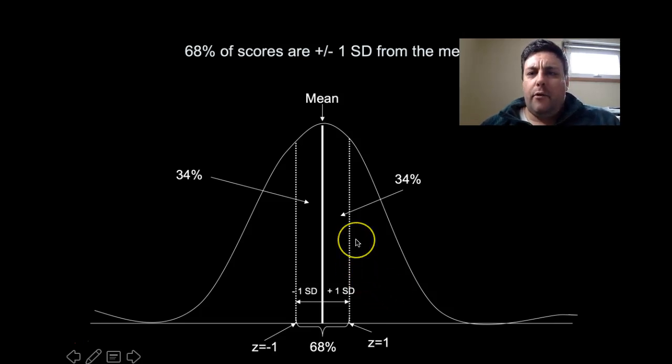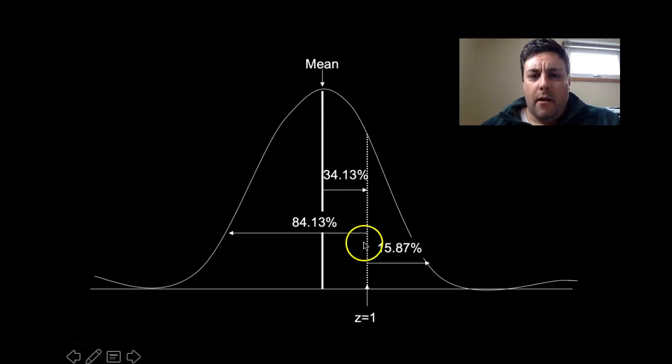A bit of review about the normal curve real quick. 68% of scores are within 1 standard deviation above and below the mean, right? 34% of them will be above the mean, 34% of them will be below the mean.